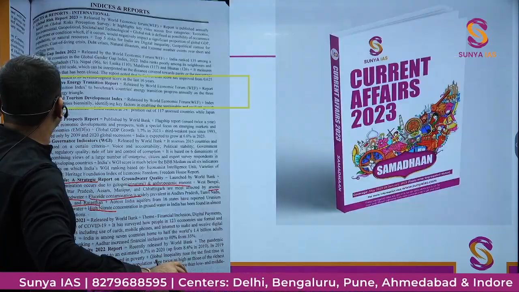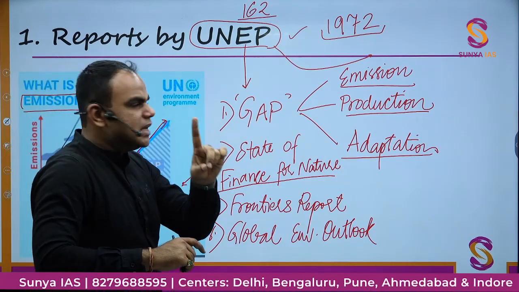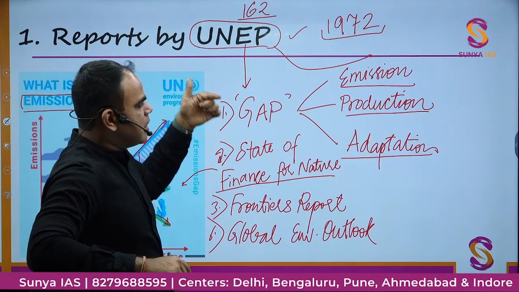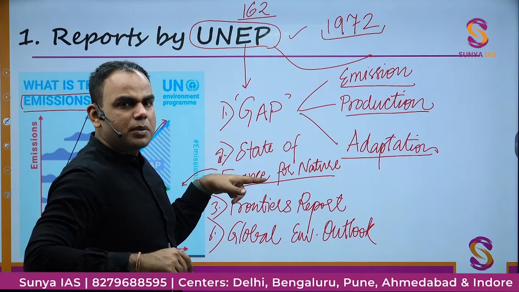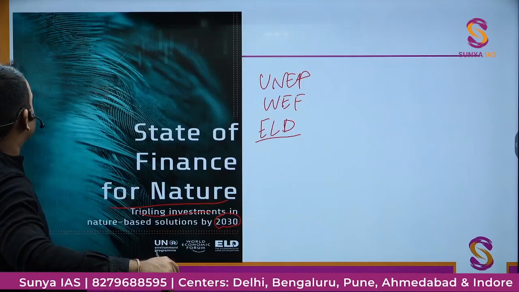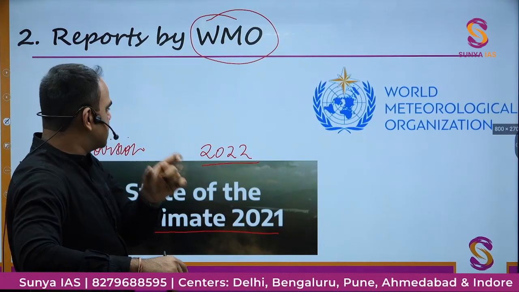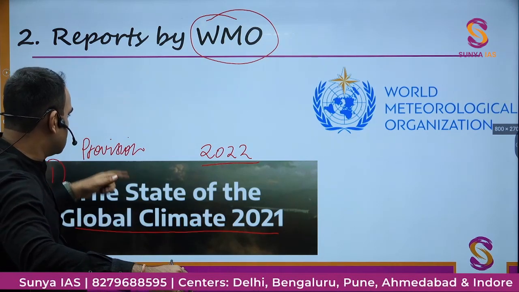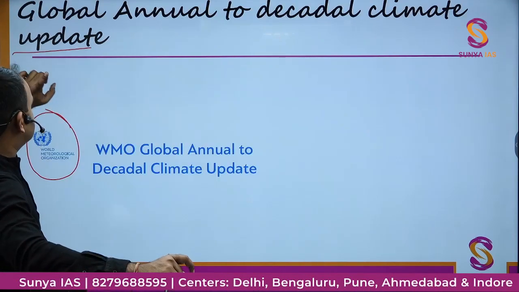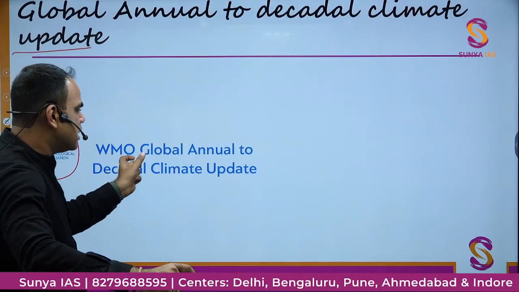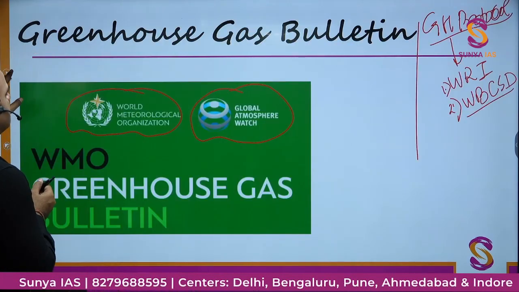I'll just quickly recap what all reports we've done so far. We started with 6 reports of UNEP: production gap report, emission gap report, adaptation gap report, state of finance for nature, frontiers report, and the global environment outlook. Then we had seen reports by the World Meteorological Organization, including the state of the global climate report, the provisional report on the global climate, the climate in Asia, and the annual to decadal climate update. By the way, usually if you see the word climate, the report is by WMO.